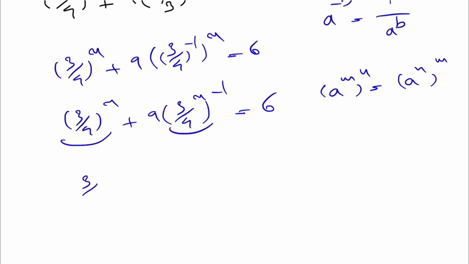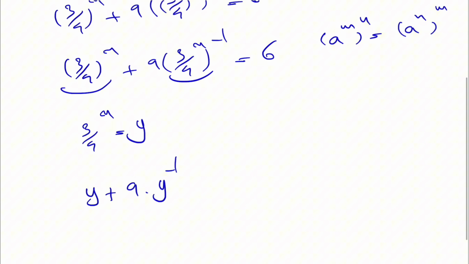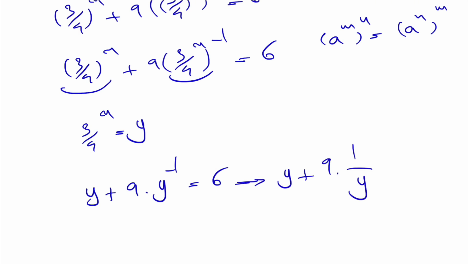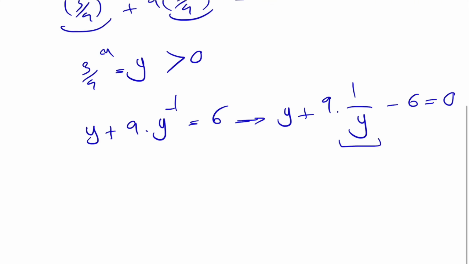Let's call (3/4)^x y. If that's the case, we will have y + 9 × y^(-1) equal to 6. And we know y^(-1) will be equal to 1 over y. We're going to bring the 6 to the left side of the equation, equals 0. So we know our y is greater than 0, and this here cannot be 0. So our denominator cannot be 0. So we're good to go.